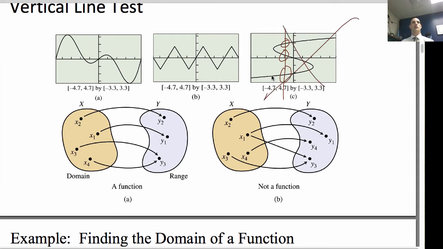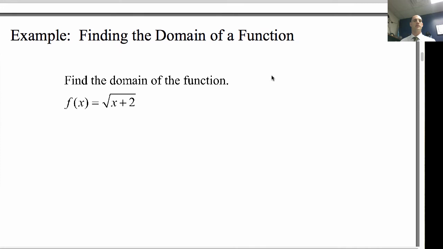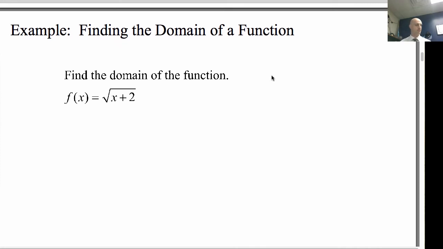Vertical line test. So immediately, you draw a vertical line or you put your pencil on the paper. Does it touch more than once? Not a function. So what does this look like domain-wise? Let's find the domain of the function.